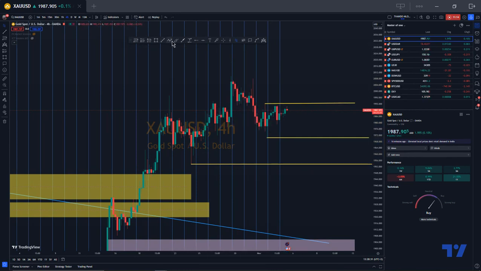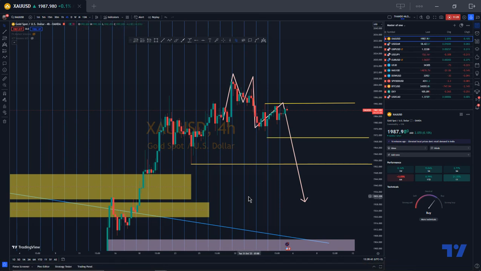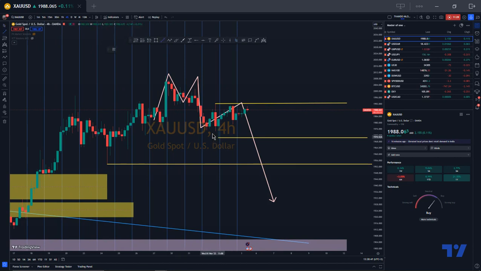And we also have an M pattern over here, as you can see. Now we're at the neckline. We might likely go down over there. So it's a bit of a bearish pattern. We also have kind of a flag right over there.